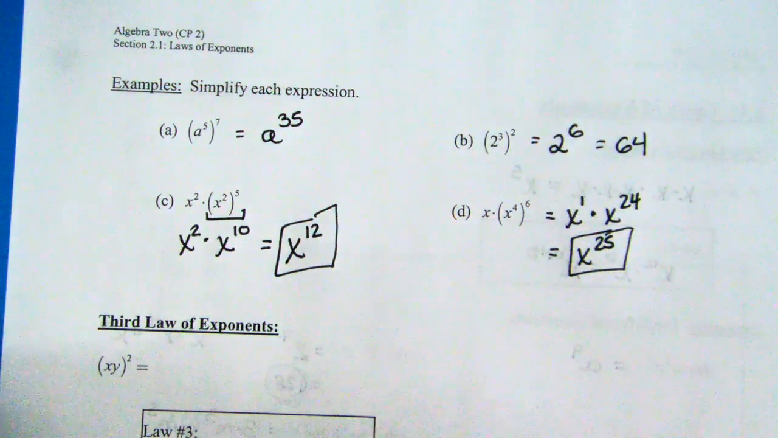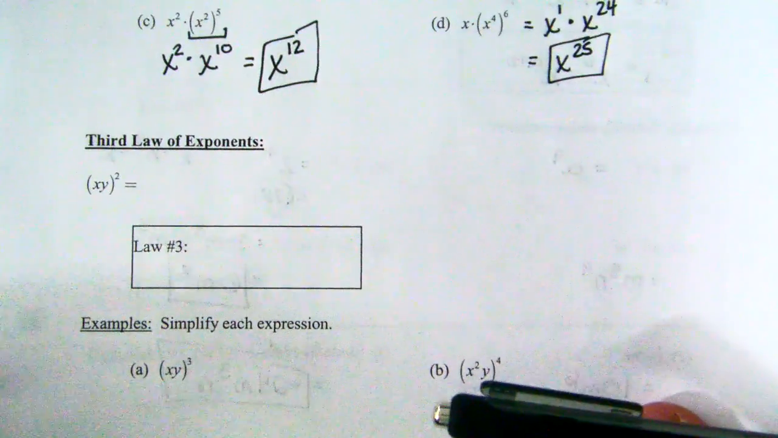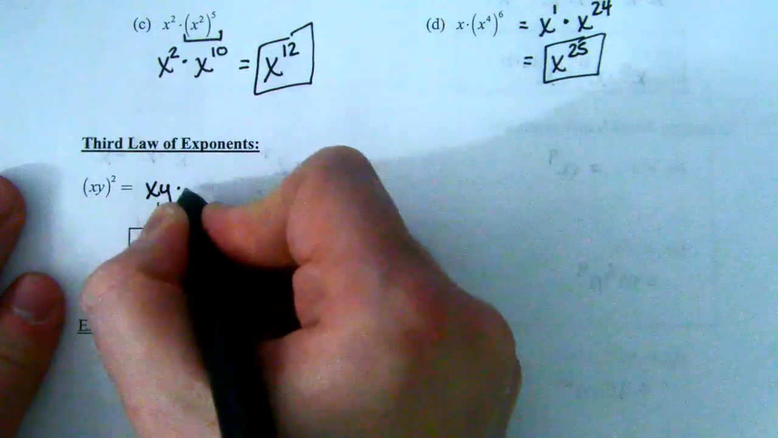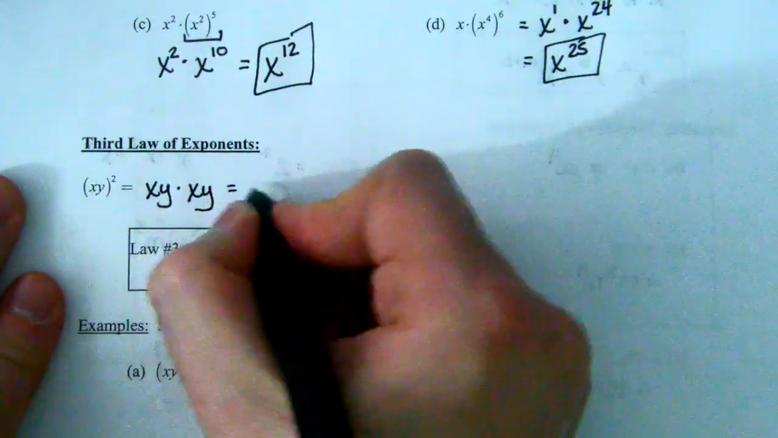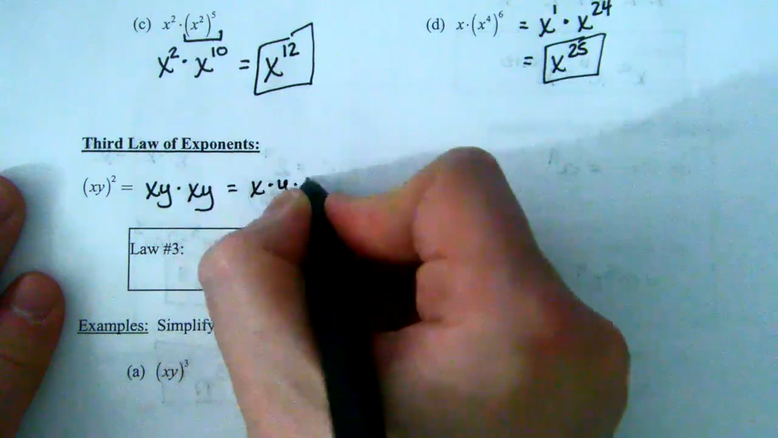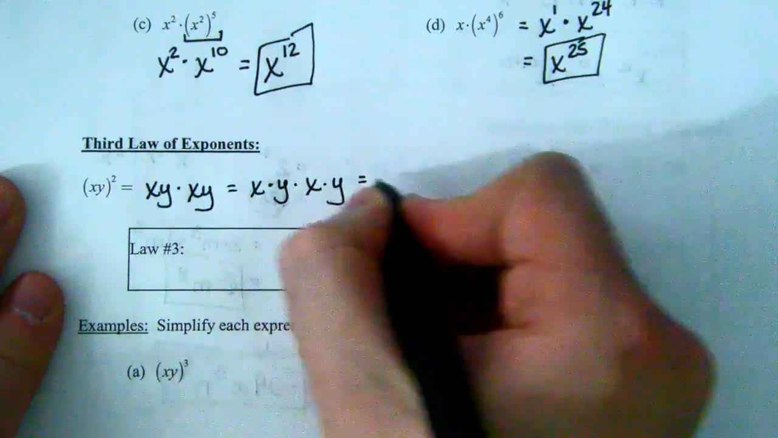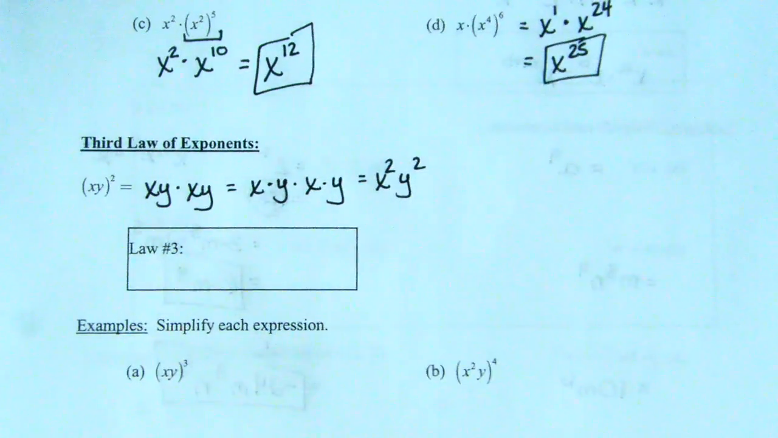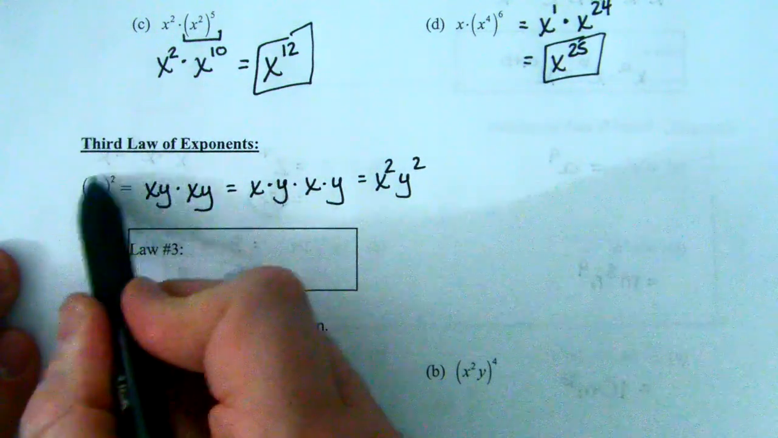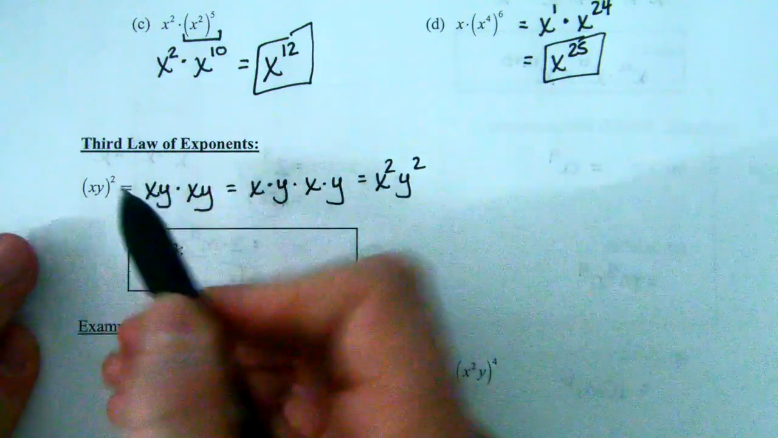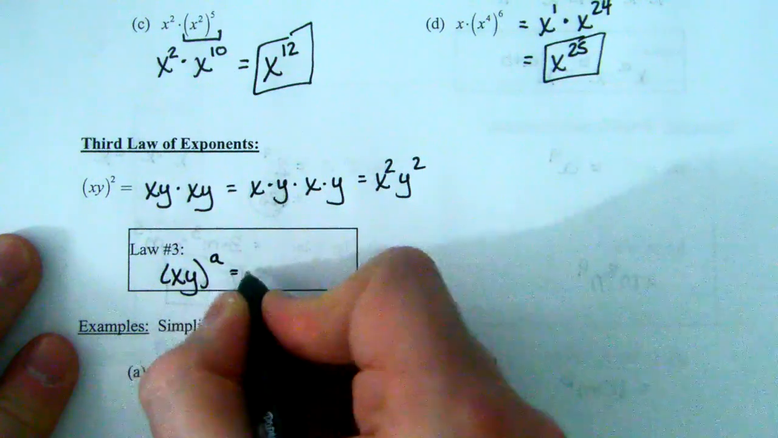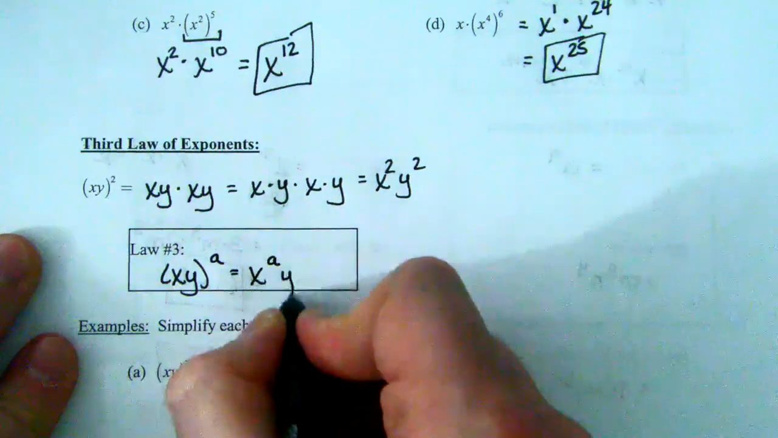Third law of exponents. xy squared, I think, means xy times xy. Or, how about just x times y times x times y, which is really x squared, y squared. All I'm trying to show you here is that if we have a product involving variables raised to a power, we are allowed to distribute the power. xy to the a is going to equal x to the a, y to the a.